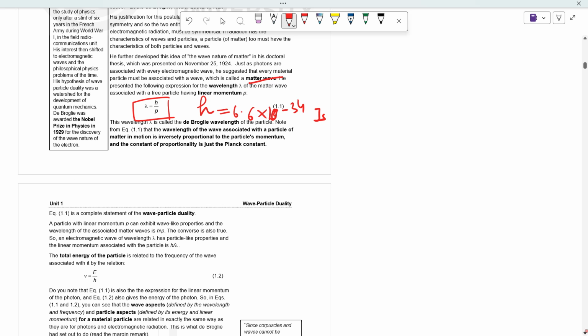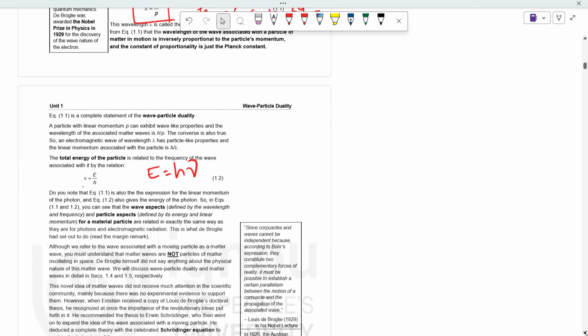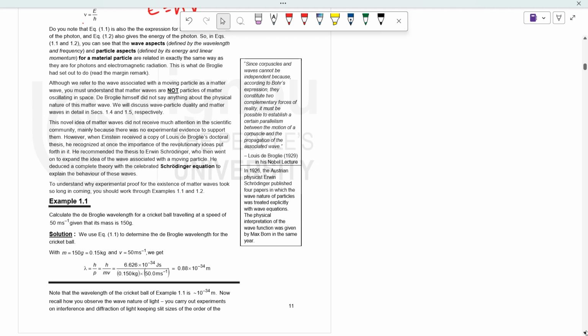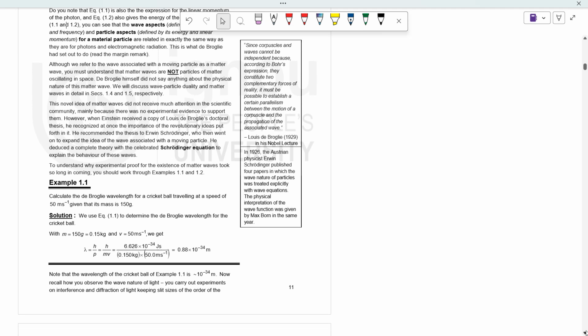So this is the next formula, that is the energy of the particle. We know that energy of the particle is equal to h nu. So from here we can calculate the frequency of the particle. Nu is equal to E by h. So this is also an important formula. So this is all about de Broglie wavelength.